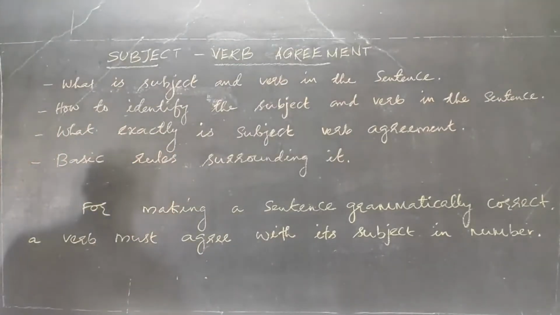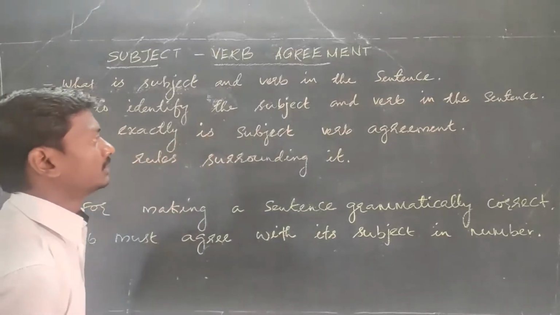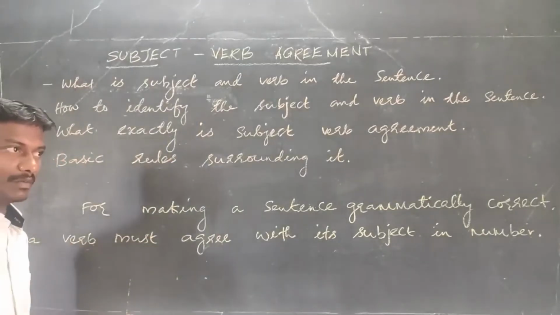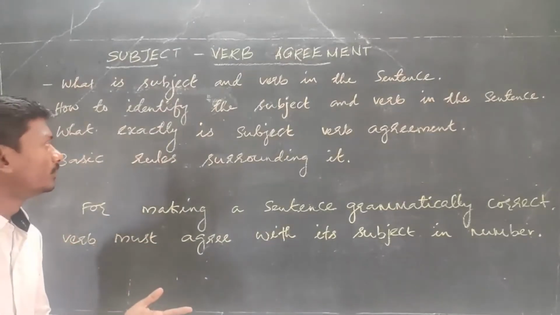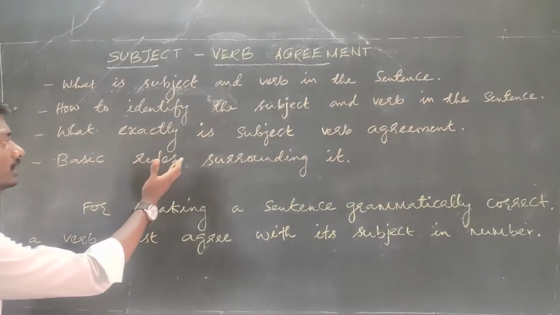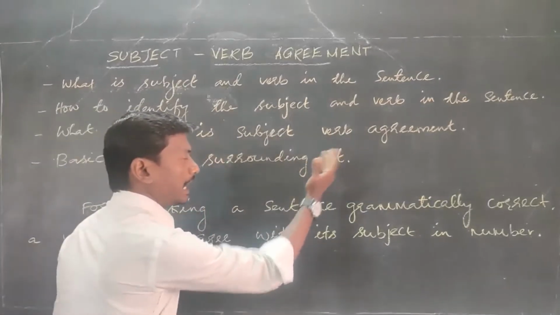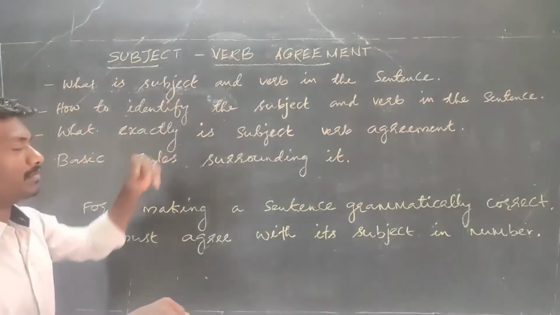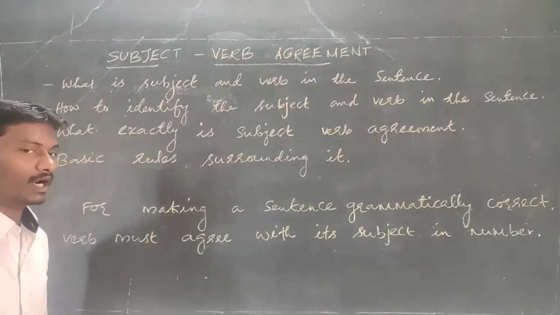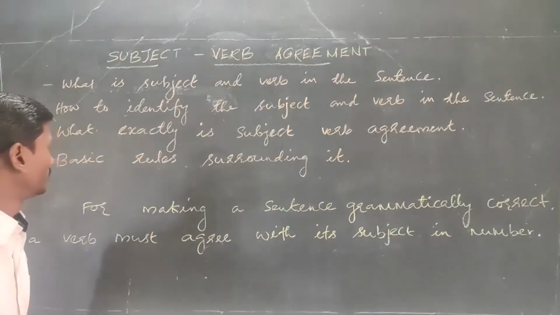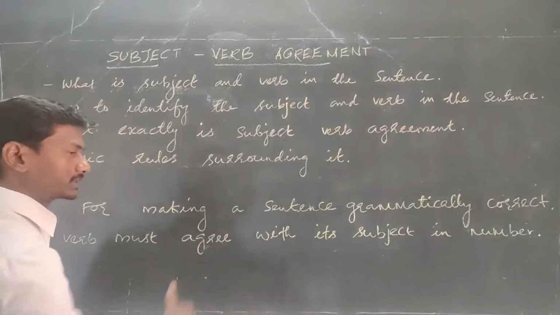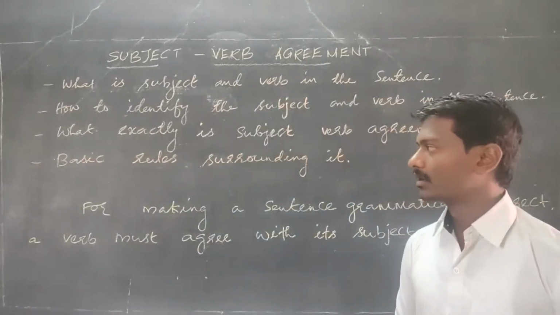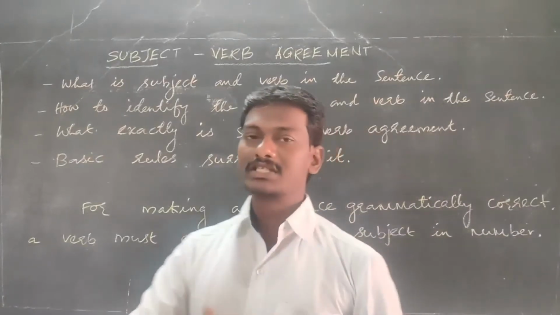Next one, how to identify the subject and the verb in the sentence? How to identify which is subject, which is verb? We have to identify. What exactly is subject-verb agreement? What is the exact grammar? Some basic rules surround it. What are those? We can see one by one.